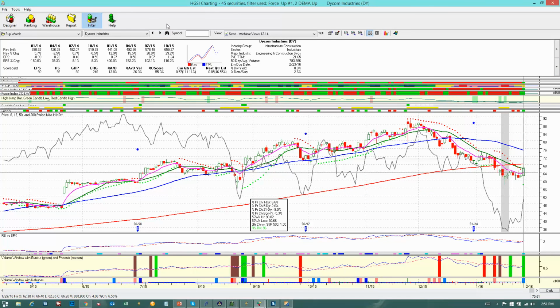Dycom, this is a fallen leader. Let's go take a look at Dycom in TradeStation. This was an IBD 50 leader, which broke down below the 50. Had a kahuna on Friday. Looks to me like it wants to go higher.